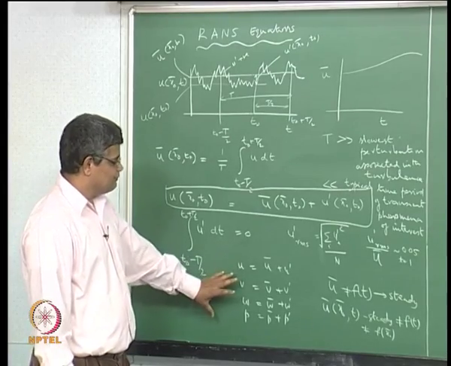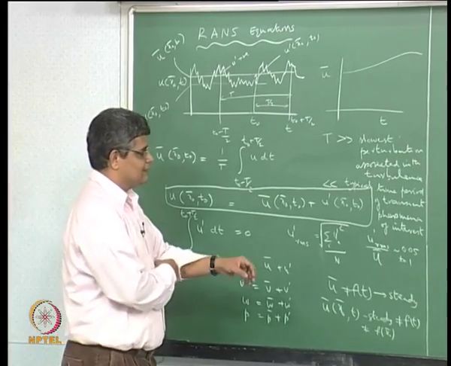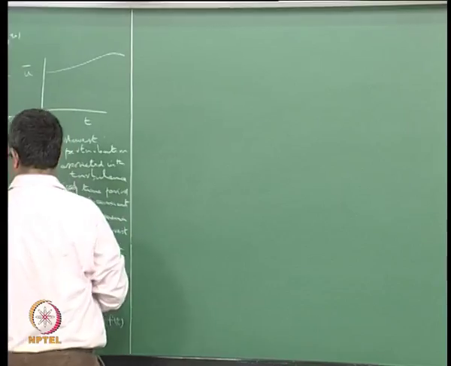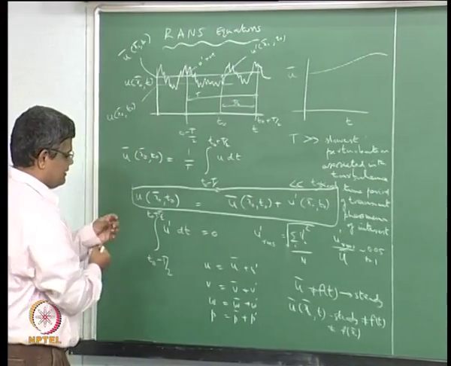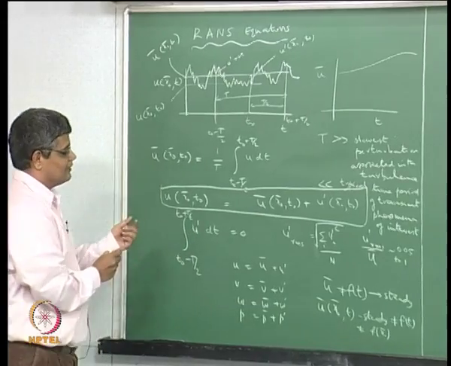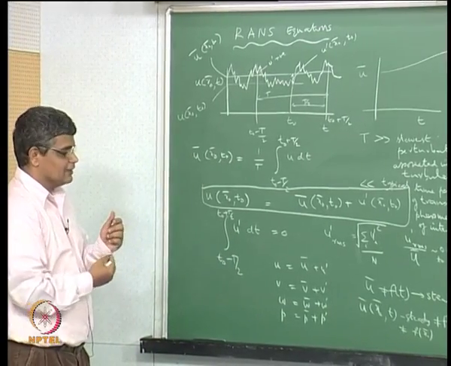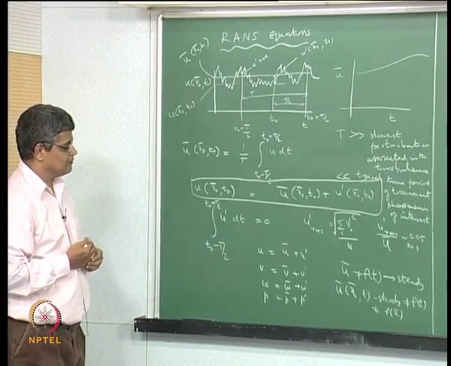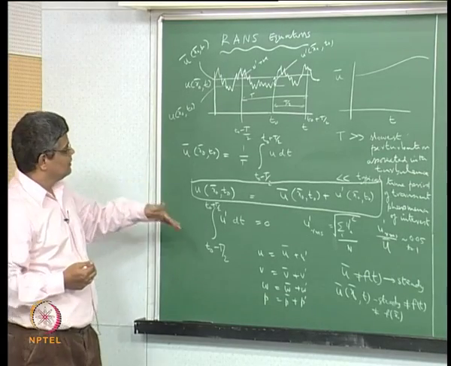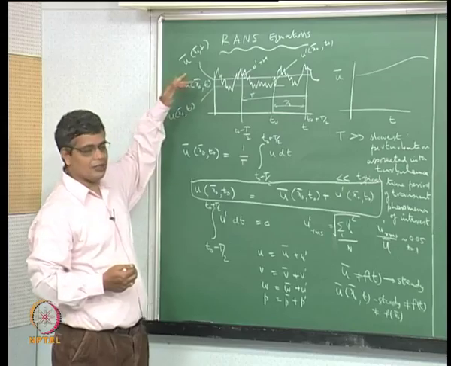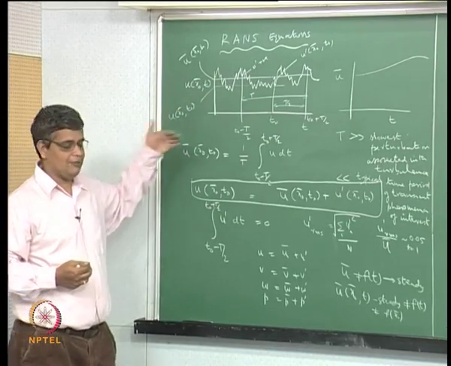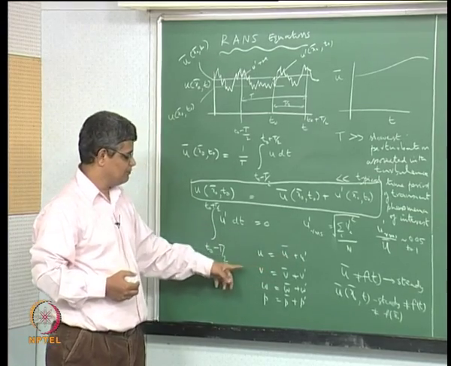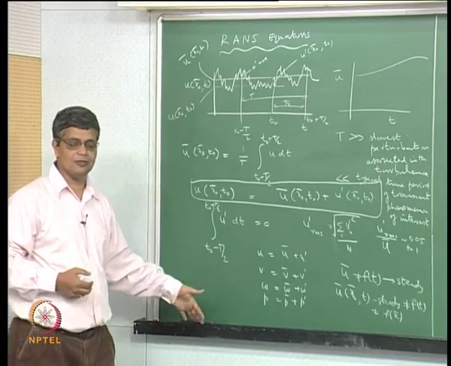So given this definition, we can show certain simple mathematical operations. For example, we can show that what we are interested in is not just the velocities themselves. In our conservation equations, we have the gradients of the various quantities coming into the picture. So in order to use these in our original Navier-Stokes equations and bring out the time averaged equations, we should not only be able to write u as a function of u bar plus u prime, but also ∂u/∂x and ∂p/∂y and all those things.